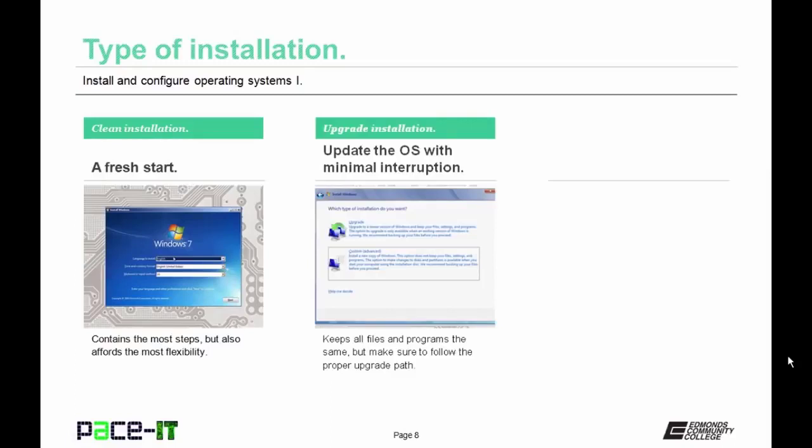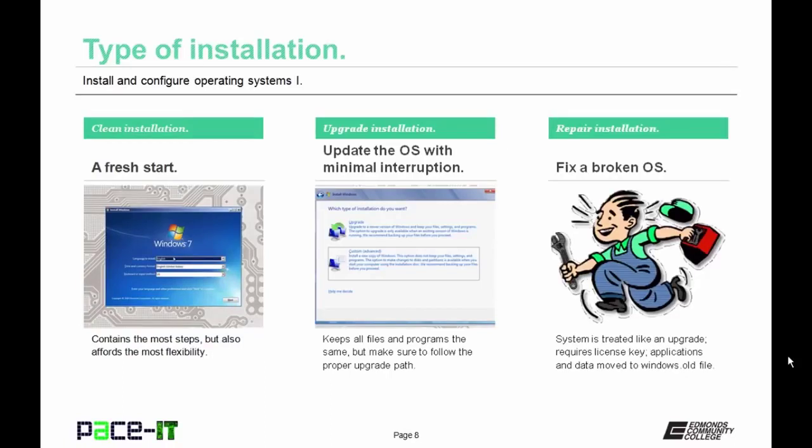This updates the operating system with minimal interruption. It keeps all files and programs the same, but you need to make sure that you're following the proper upgrade path. Then we have the repair installation. This is used to fix a broken operating system. The system is treated like an upgrade, and it requires the license key as well. Applications and data are moved to the windows.old file.